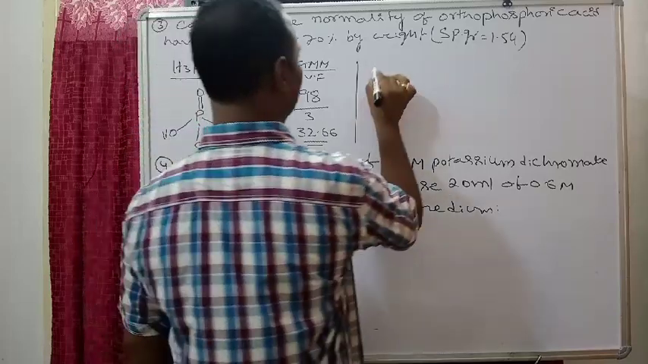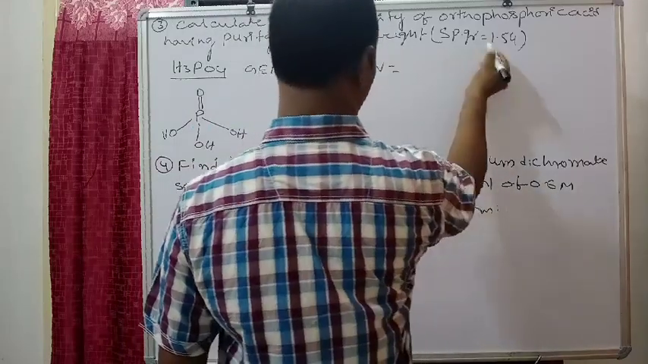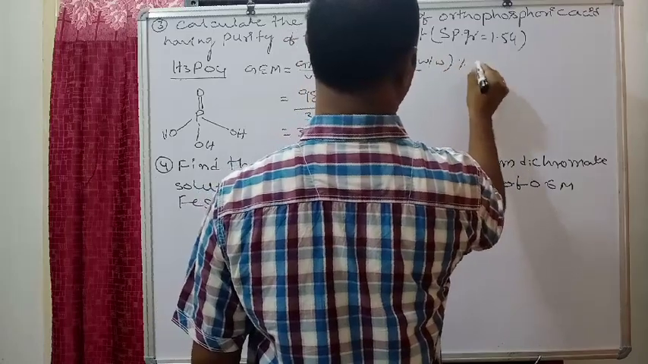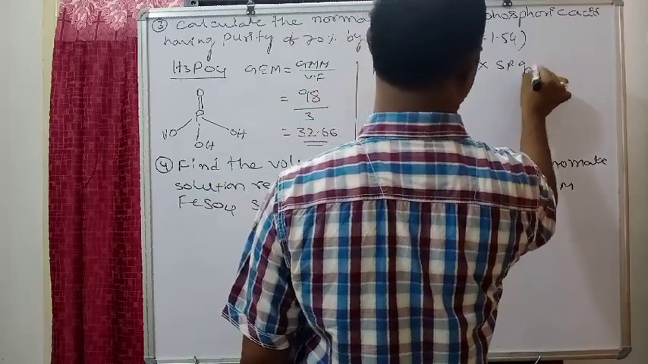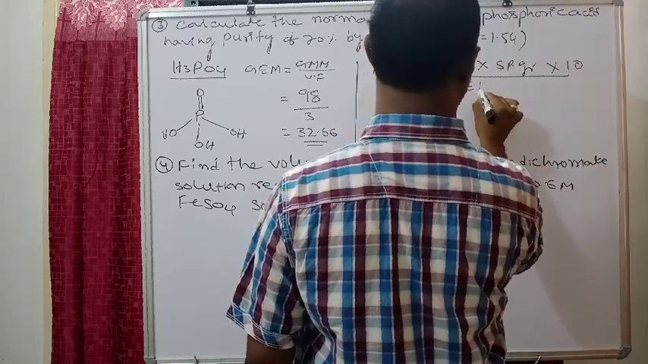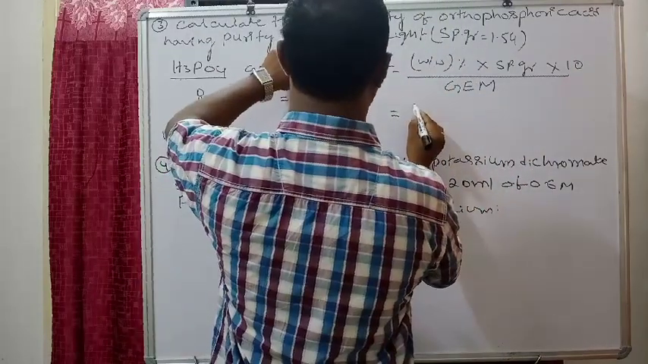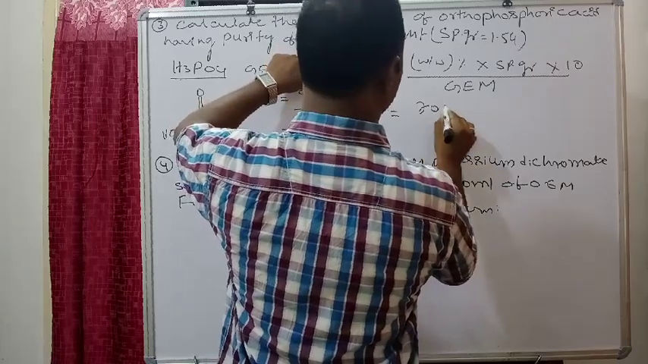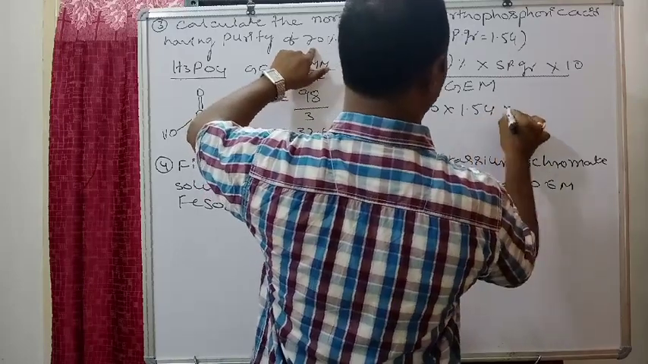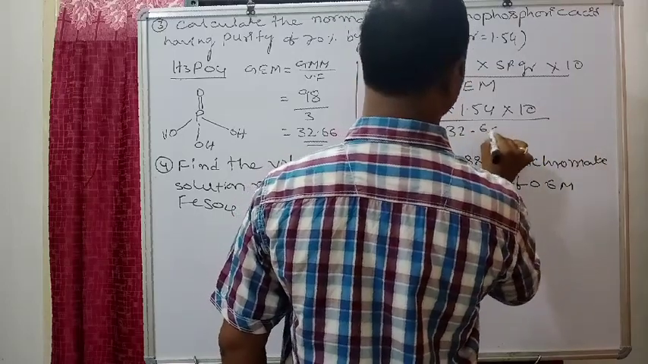Now come to the normality. Here you write the density-related formula using specific gravity. Normality is equal to mass percentage into specific gravity into 10, all by gram equivalent mass. Therefore, mass percentage 70, specific gravity 1.54, into 10 by 32.66.